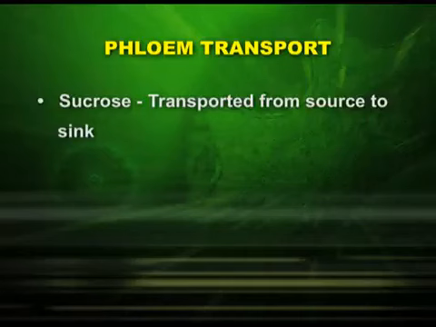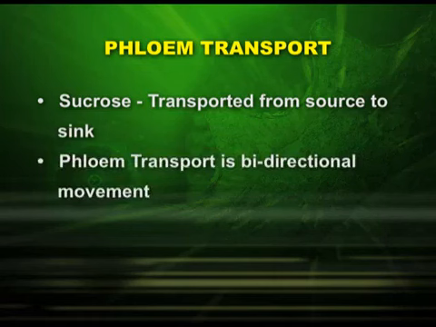The sources are the leaves where the food is initially prepared in the form of starch, gets converted into sucrose and then transported to the sink, that is the various storage parts of the plant body. The second important point is that phloem transport is bidirectional, unlike unidirectional in xylem, because in plants the food is prepared in the leaves and then it is transported to the various parts of the plant body.